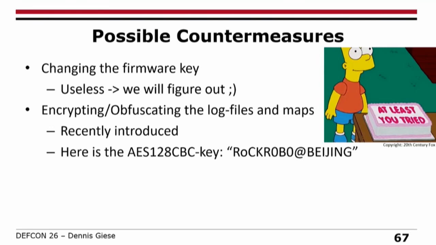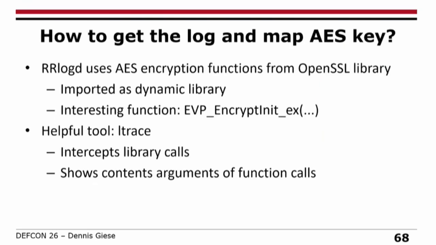They do quite a good job of obfuscating the actual encryption key in the binary, but there's a small trick to get the key. The binary uses the AES encryption functions of OpenSSL, imported as a dynamic library. The interesting function here is EVP_EncryptInit. This is the standard OpenSSL function where one of the parameters is the AES key. If you use a tool like ltrace, which you can happily install on the vacuum cleaner since it's in Ubuntu, you can intercept this library call, and then you see the password in plain text.